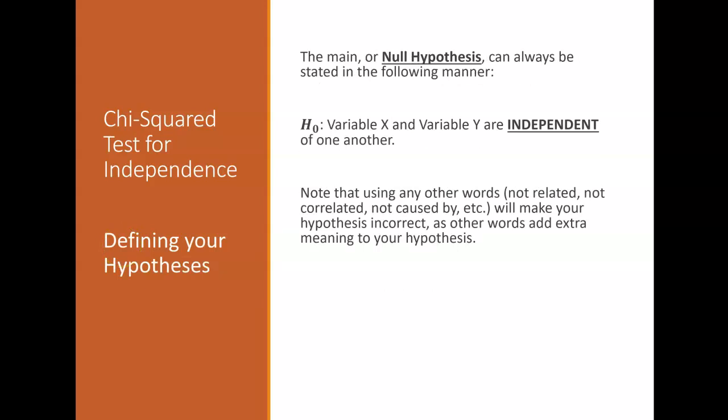The main or null hypothesis can always be stated in the following manner. Variable x and variable y are independent of one another. So when you're writing your null hypothesis for an independence test, they all sound the same. Variable whatever and variable whatever are independent of one another.